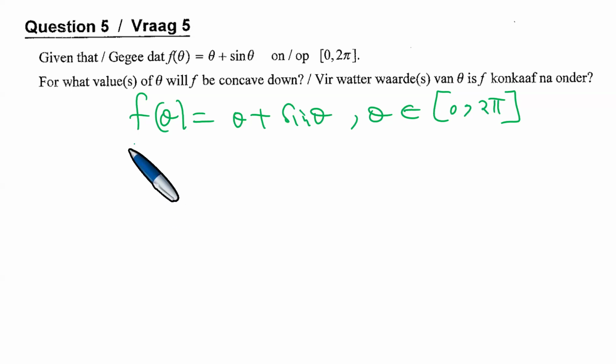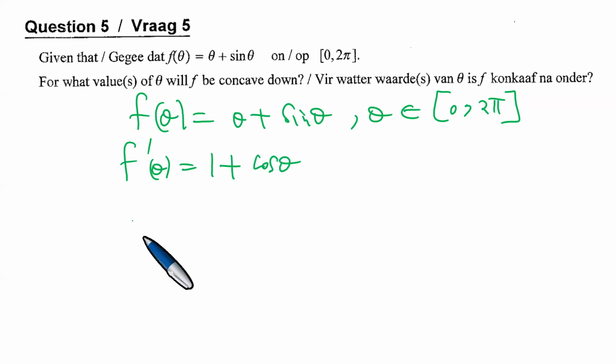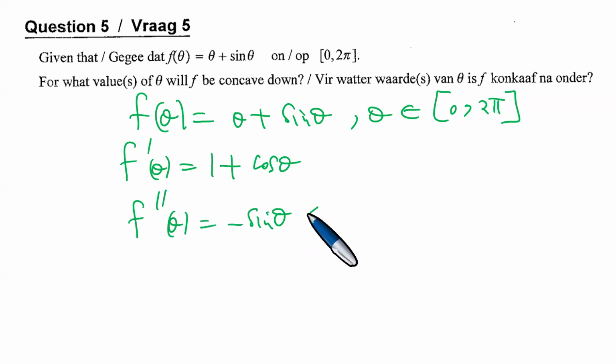Now we need to find the first derivative and the second derivative. The first derivative of theta with respect to theta is 1, plus cosine theta. And the second derivative would be minus sine theta, and this is less than 0.